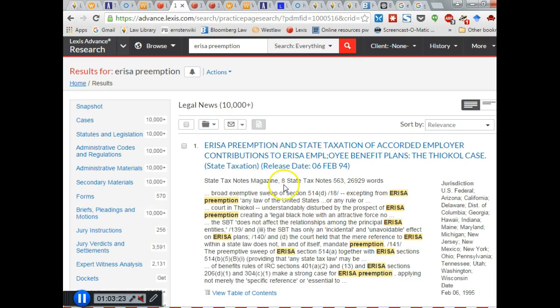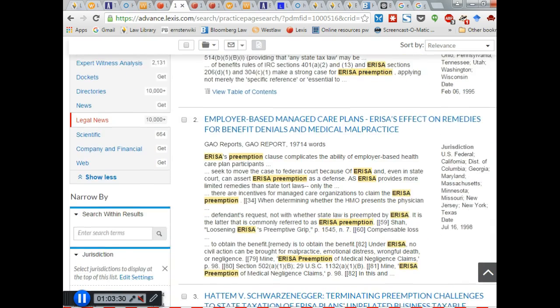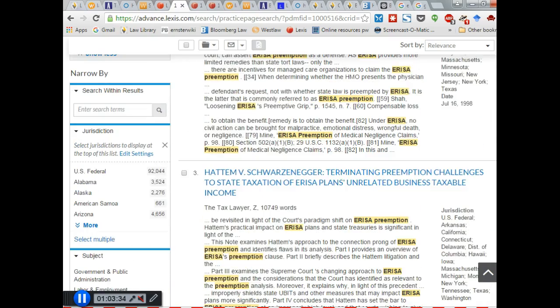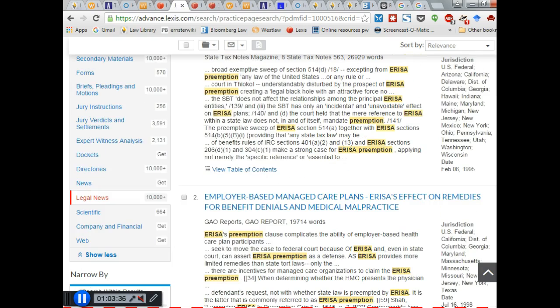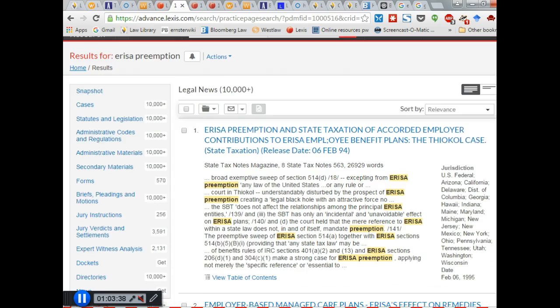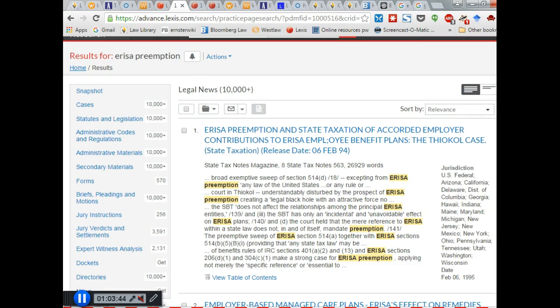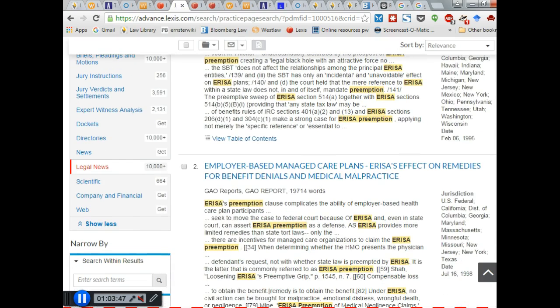So sure enough, we see something from State Tax Notes magazine. We're not really interested in taxes. I could limit further by jurisdiction to get down to New York, or just scan through here. So that's another way to search legal news. But as you can see, the legal news that you wind up getting is pretty far afield in terms of the types of publications that are covered.